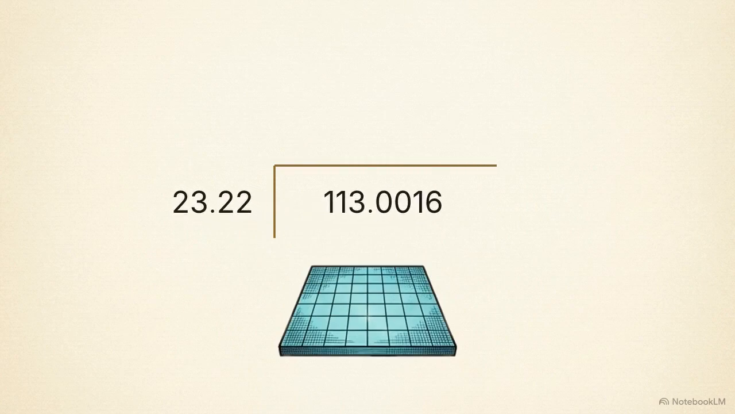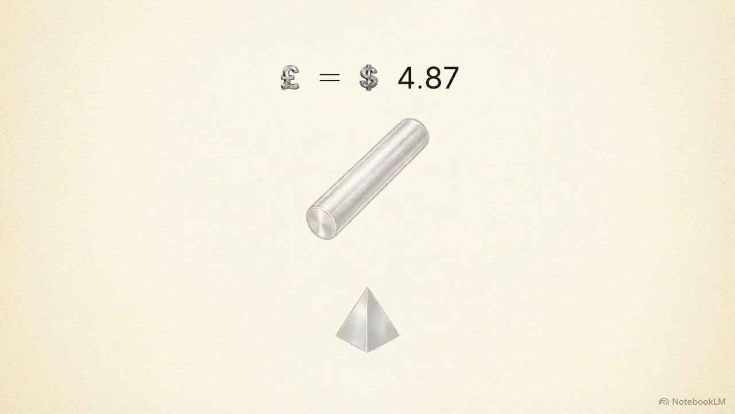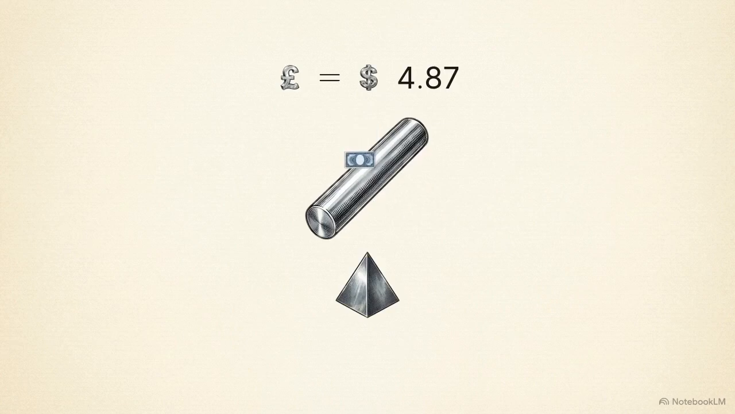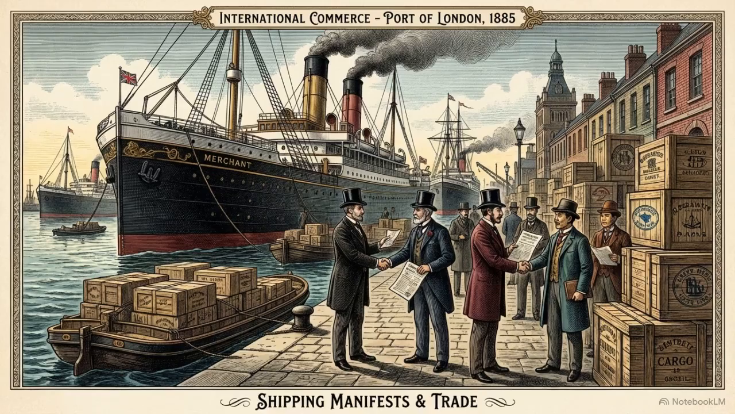The result is 4.8665. Since both represented a verified weight of the same metal, the exchange rate became pure arithmetic. 1 pound equaled $4.87. This mathematical division of physical gold weights created the fixed exchange rate system, linking separate national economies into a single global network.